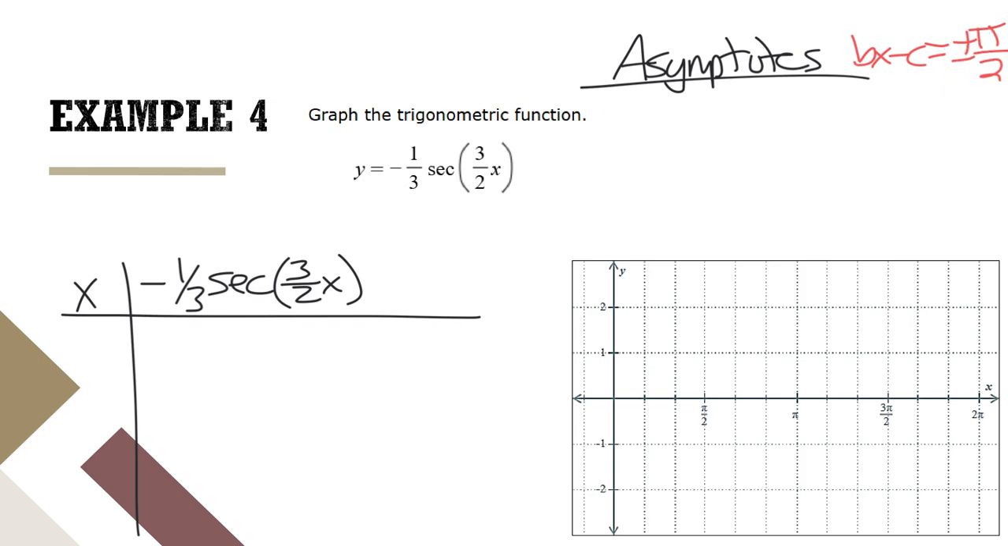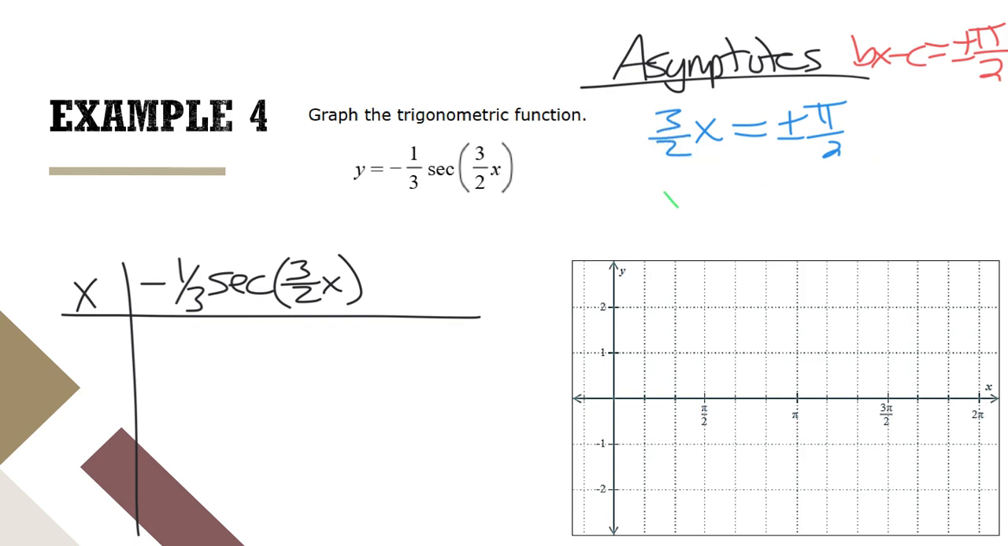So let's do that. So we have this bx minus c. There's no minus c in this case, it's 0. So it's just 3/2 x is equal to plus and minus pi over 2. And then we would multiply by 2/3, or you multiply by 2 and then divide by 3 if you want to think of it that way.